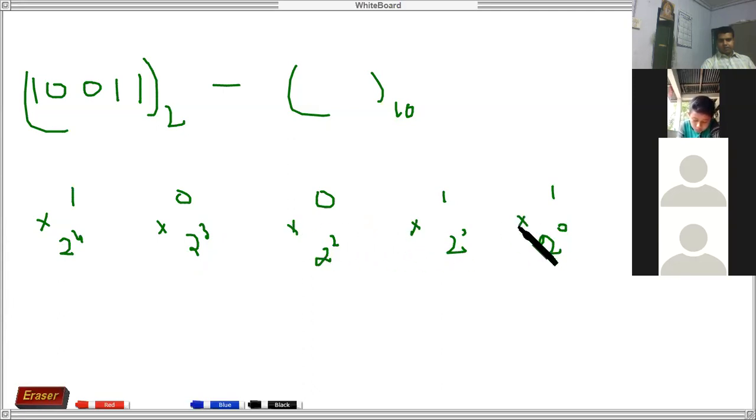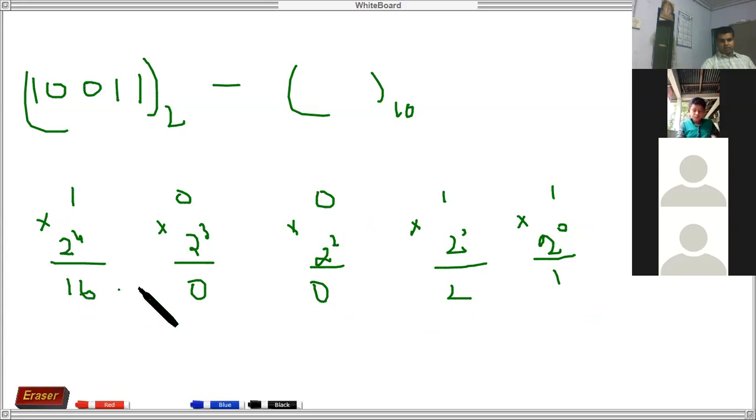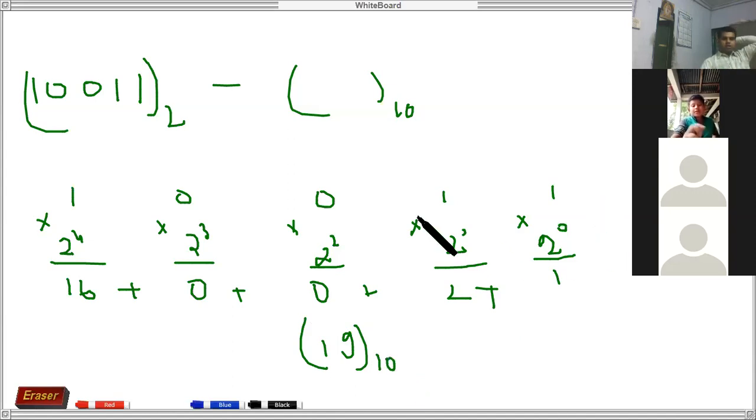Let's perform the multiplication. This becomes 1. This becomes 2. This becomes 0. This becomes 0. And this becomes 2 to the power 4, 16. Okay, so let's sum it up. It gives you 19. 19 is the correct answer. So you all understood?